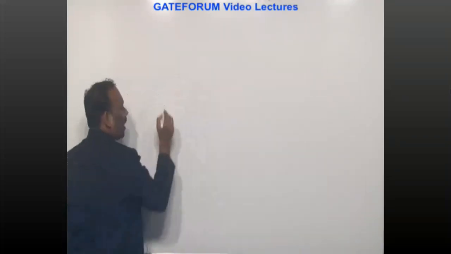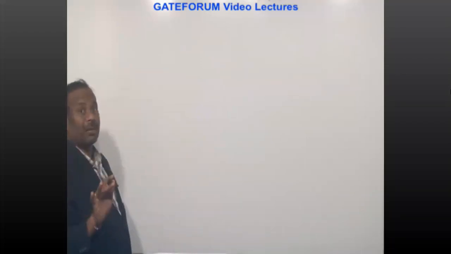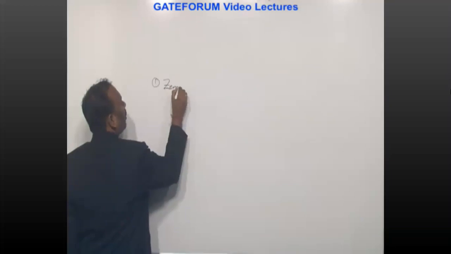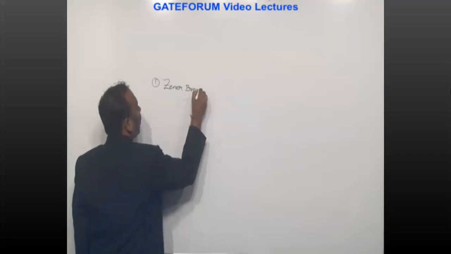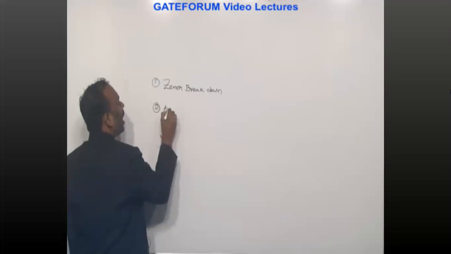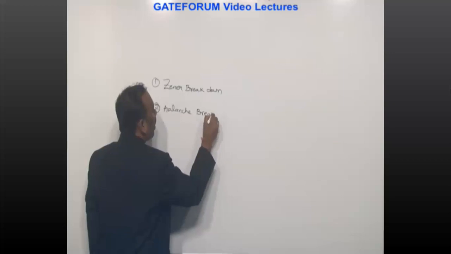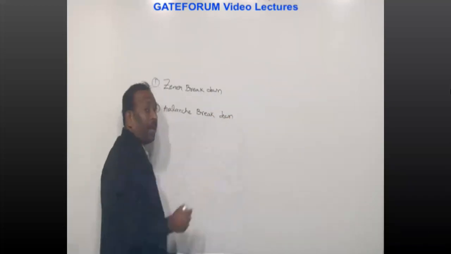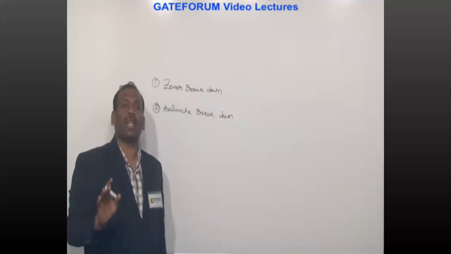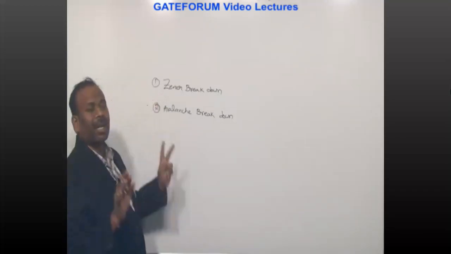A Zener diode exhibits two types of breakdown. The first is called Zener breakdown. The second one is called avalanche breakdown. These two breakdowns take place in the Zener diode only. Even though it may be avalanche breakdown or Zener breakdown, the diode is called a Zener diode only.